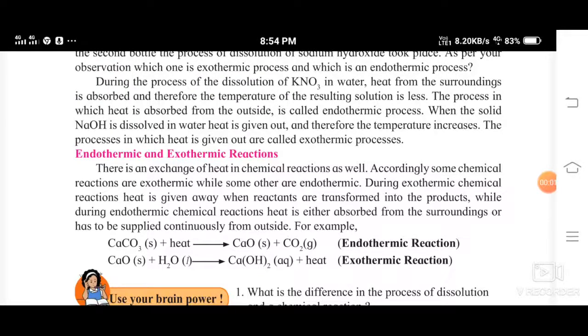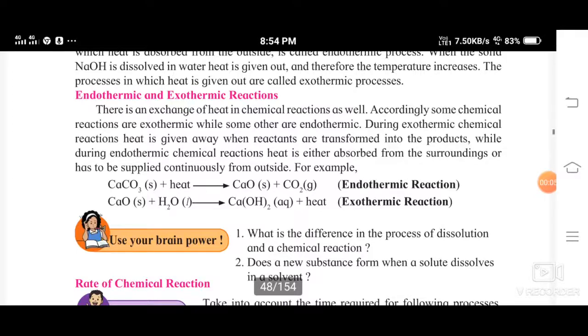Endothermic and exothermic reactions. Okay, now you have understood what endothermic and exothermic reactions are. There is an exchange of heat in chemical reactions as well. Accordingly, some chemical reactions are exothermic while some others are endothermic. During an exothermic chemical reaction, heat is given away when reactants are transformed into products. While during endothermic chemical reactions, heat is either absorbed from the surrounding or has to be supplied continuously from outside. For example, I will explain this with the help of an example.